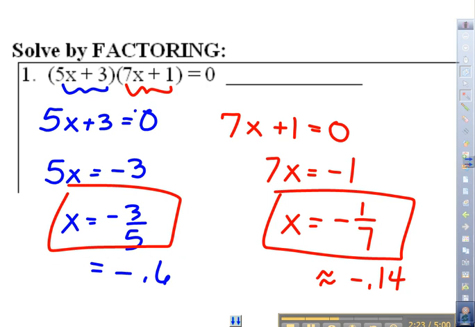Now, take a look at your answer bank. Do you find those answers in your answer bank? Cross them off. Are they in fraction form or decimal form? They're in fraction form. Okay?